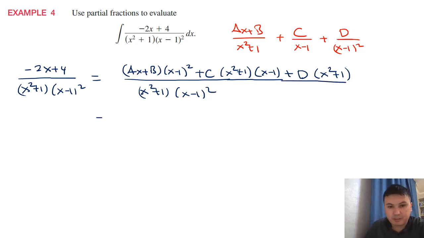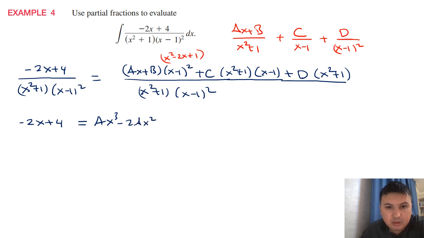All right. So let me only write the numerators, since the denominators are the same. Here I get minus 2x plus 4 on the right. What do I have? Well, x minus 1 squared is x squared minus 2x plus 1. So let's multiply this by ax plus b. I get ax cubed minus 2ax squared plus ax, and then multiplying by b, I get bx squared minus 2bx plus b.